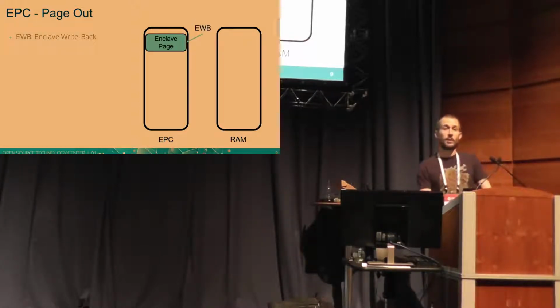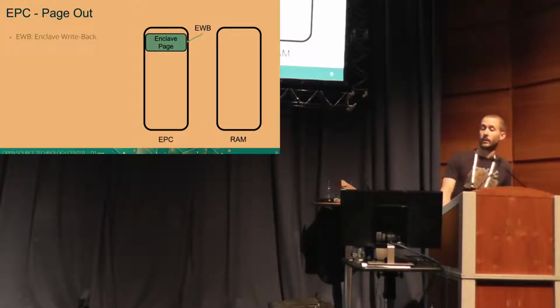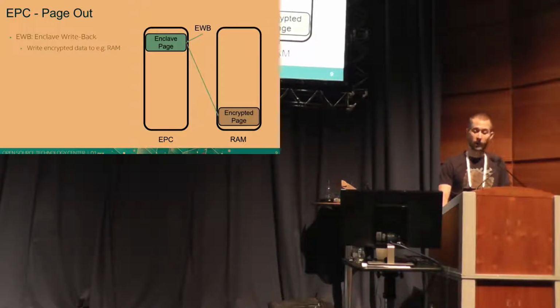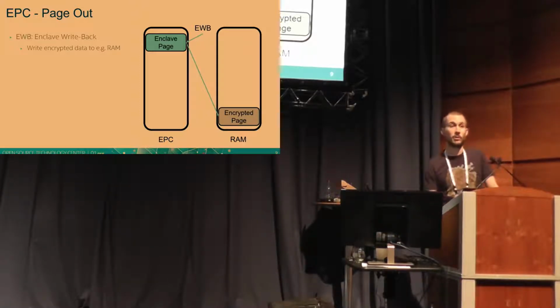There's an ENCLS leaf, EWB, for writing back a page. There are some other instructions that you have to execute up to this point to do some tracking, but when you actually want to evict it from the EPC out into, for example, RAM, you do this EWB. That writes the encrypted data out to RAM. It doesn't necessarily have to be RAM. It just has to be accessible memory, so you could have this backed by persistent memory, for example.